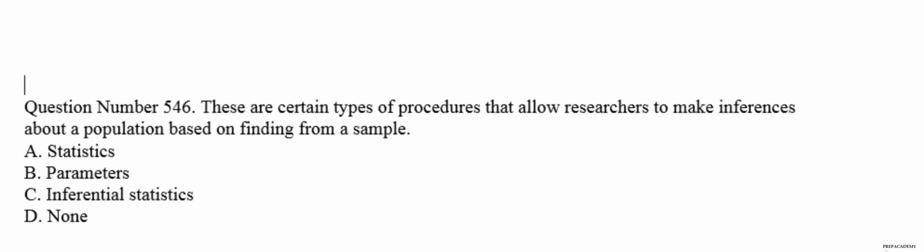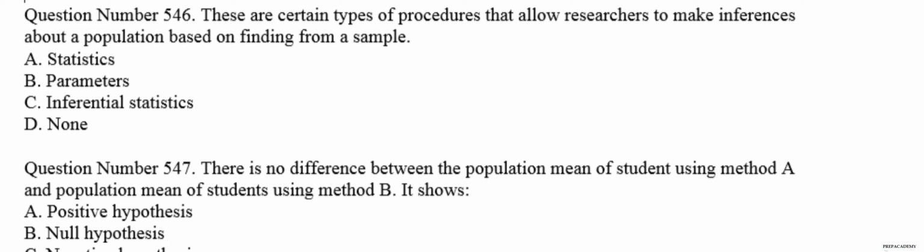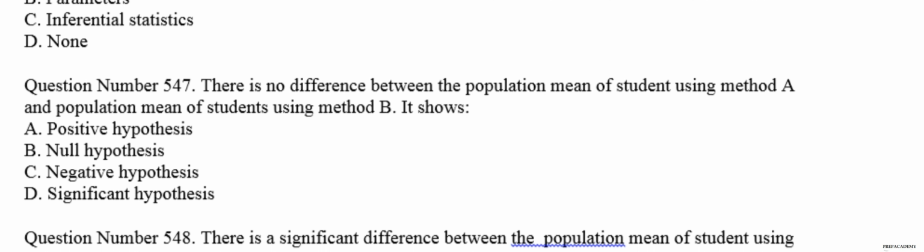Question number 546. These are certain types of procedures that allow researchers to make inferences about a population based on findings from a sample. A. statistics, B. parameters, C. inferential statistics, D. none. The correct answer is option C, inferential statistics.